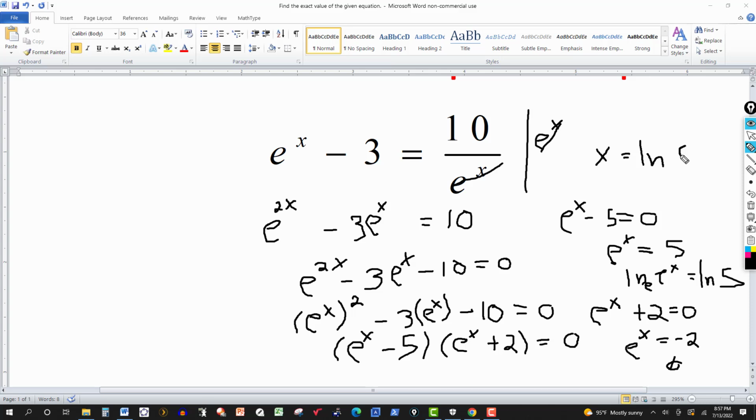Now, it did ask for the exact solution. So this is it. x equal to the natural log of 5. Now, if they want an approximation, you can go ahead and use your calculator and take the natural log of 5 and then round it off to 2 places, 3 places, whatever they tell you. But here they want the exact solution.